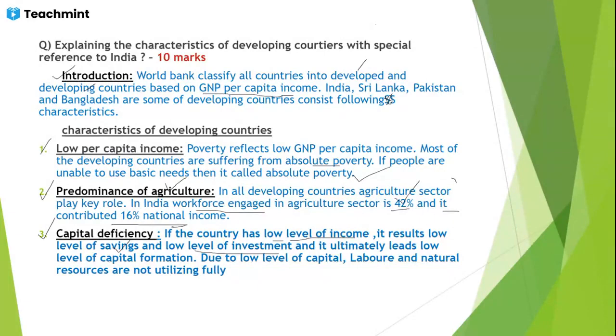Due to a low level of capital, labor and natural resources are not utilized fully. Why? Because we don't have enough money. That's why labor and natural resources are not utilized fully. We are unable to utilize our natural resources and labor.